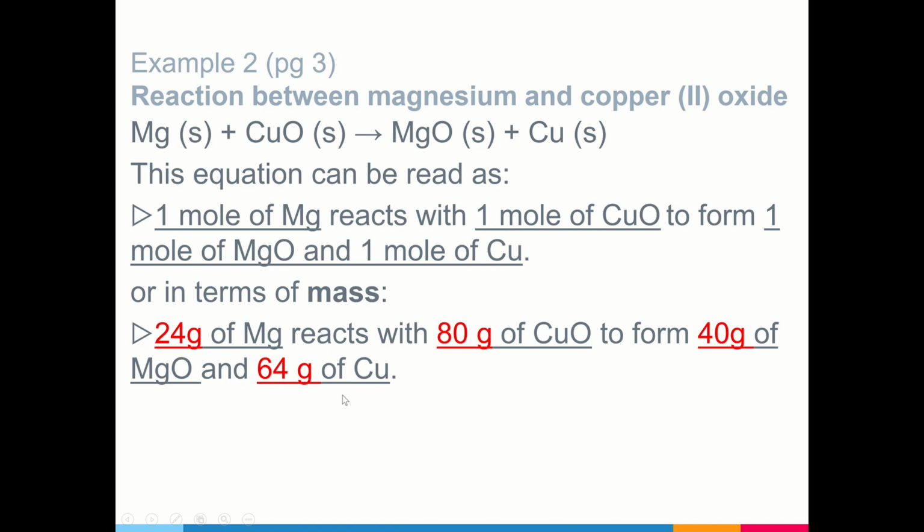So how do I get all these numbers? They are from your periodic table. You look at their Ar. For example, copper is 64 gram per mole, and oxygen is 16 gram per mole. So you look at the periodic table, their individual Ar, and then you add them together.